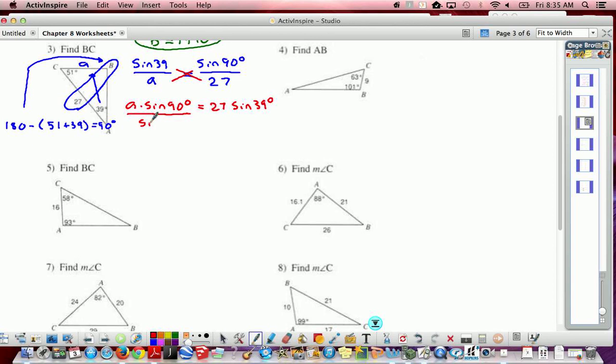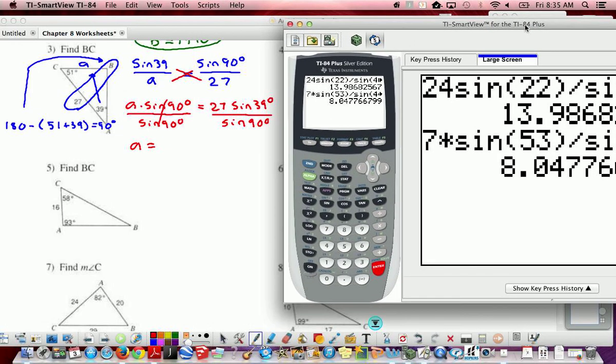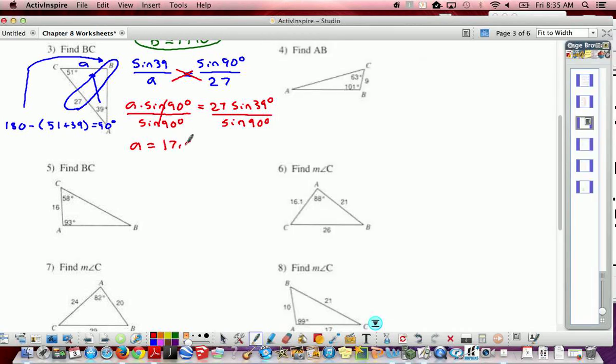So a times sine of 90 is equal to 27 times sine of 39. So then, I'm just going to divide both sides by the sine of 90. And I have my a. So, calculator time once again. Just going to plug this in. 27 times sine of 39 divided by sine of 90. Close my parentheses. 16.99, which rounds to 17.0.